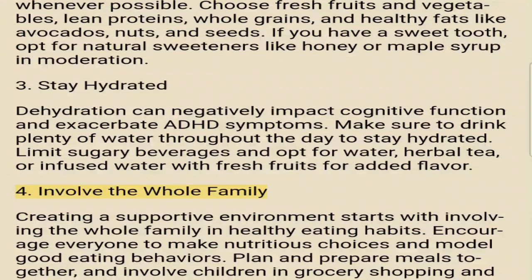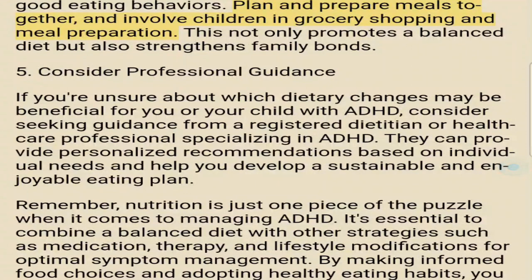4. Involve the whole family. Creating a supportive environment starts with involving the whole family in healthy eating habits. Encourage everyone to make nutritious choices and model good eating behaviors. Plan and prepare meals together, and involve children in grocery shopping and meal preparation. This not only promotes a balanced diet but also strengthens family bonds.